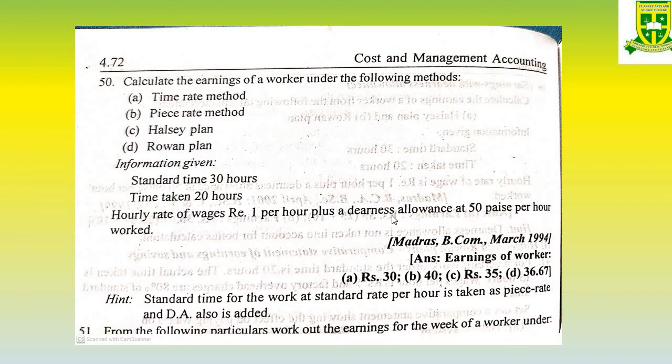And extra, in this question the information given is they are paying a DA, dearness allowance, of 50 paise per work hour. So DA will be paid only for how many hours you are working. Even if you are following the standard time also, the DA is for the hours worked by you. So go through the sum.